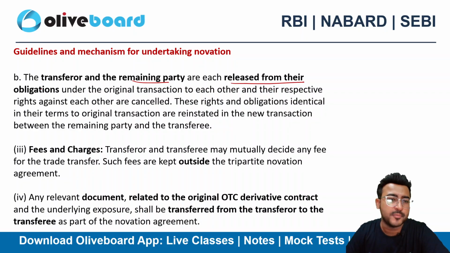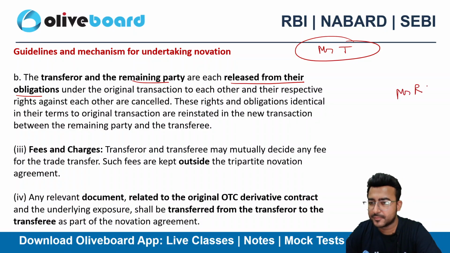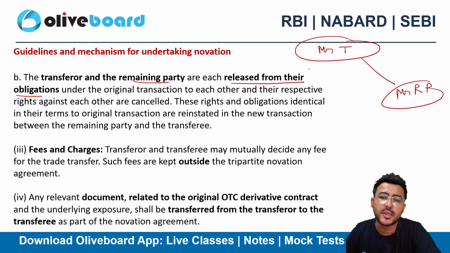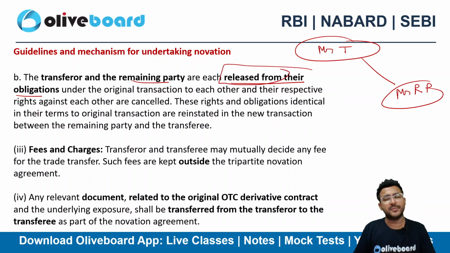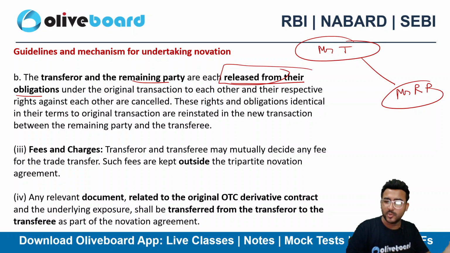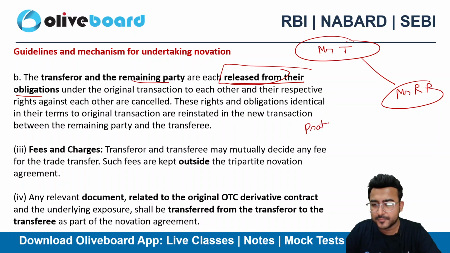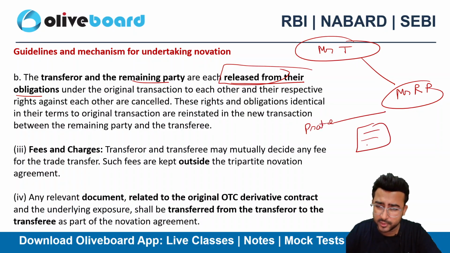Next, the transferor and the remaining party are each released from their obligation. Transferor Mr. T and Mr. RP, भाई तुम दोनों रिलीज हो चुके हो पुराने ऑब्लिगेशन से, ऑब्वियस सी बात है, पुराना कॉन्ट्रैक्ट ही खत्म हो गया तो तुम तो रिलीज हो गए ना, अभी भी बंधे हुए थोड़ी रहोगे, right. अब तुम्हारा ये जो बॉन्ड था, तुम्हारा जो बंधन था, वो अब टूट चुका है। Why? Because we are entering into a new transaction. Now RP is bound by my transaction, I am bound by RP's transaction, right. We have entered into a new transaction. सो पुरानी बॉन्डिंग को खत्म करो, नई बॉन्डिंग को चालू करो, okay.